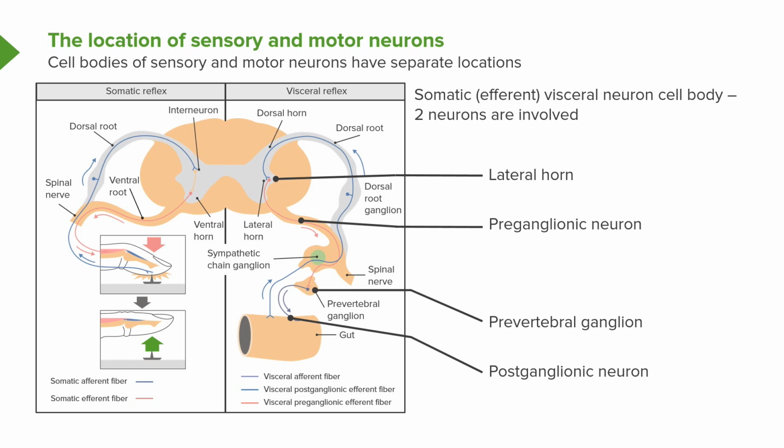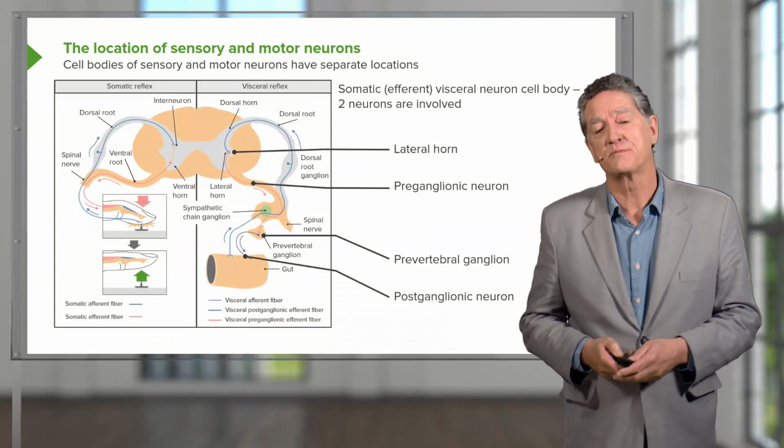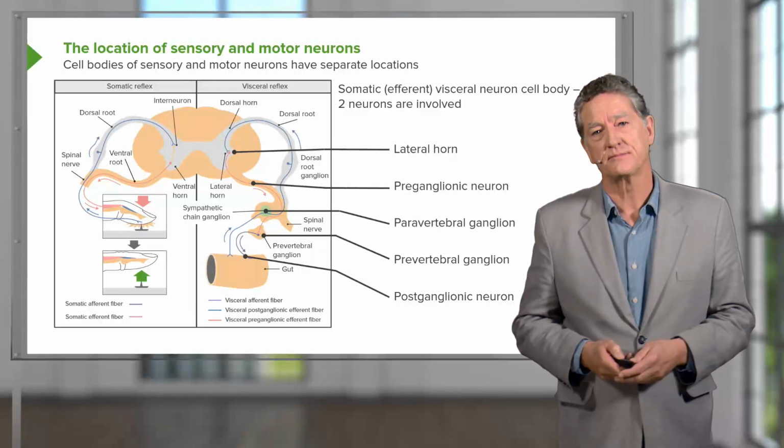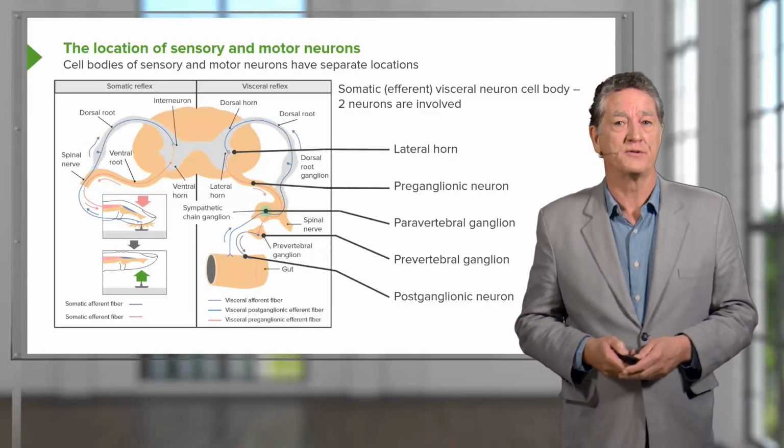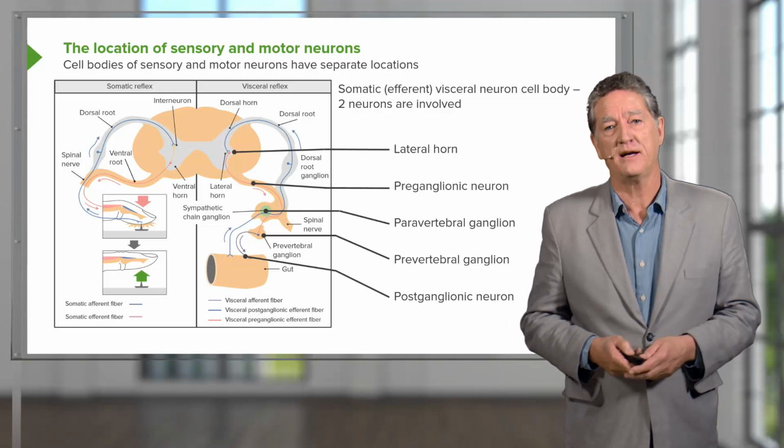So it's important now that you understand this two neuron pathway to do with the autonomic nervous system. Sympathetic or parasympathetic follows the same sort of pathway. It's just that, as we'll see later on, the location of the ganglion that houses the postganglionic neuron is in a different place, whether it's sympathetic or parasympathetic. And there's a paravertebral ganglion shown there. It doesn't matter at this stage what the difference between these two ganglia is.